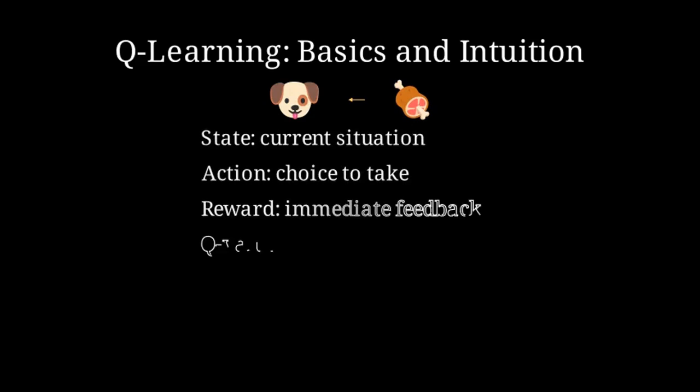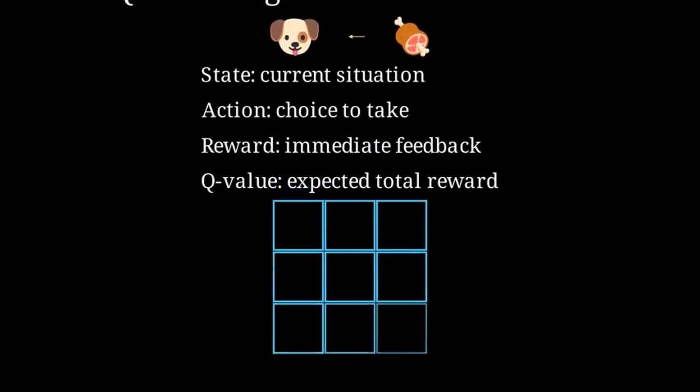In Q-learning, our agent experiences a state, chooses an action, and receives a reward. The algorithm stores this in a Q table, which is like a scoreboard of how good each action is in each state. Let's visualize a simple world.